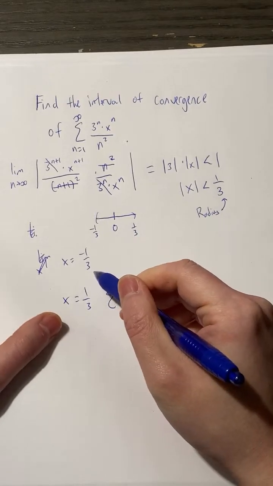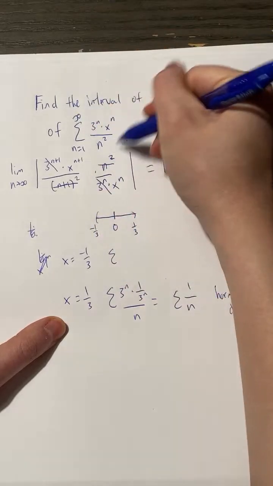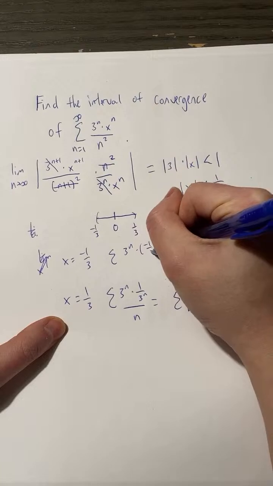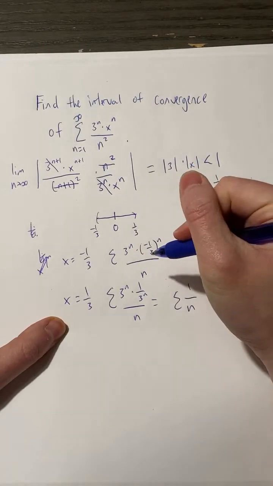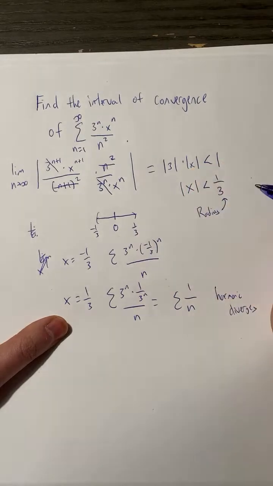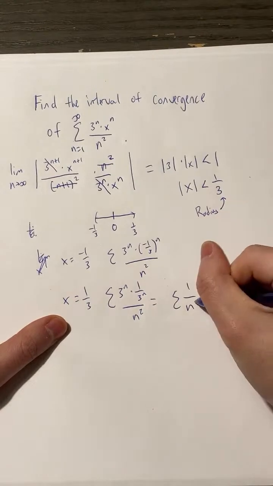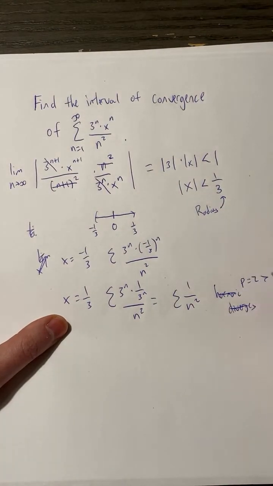Unfortunately, the negative 1/3 will be a little more annoying, so I'm going to do that more slowly. Again, I'm going to take the general term and plug in negative 1/3. Oh, you're right. It is n squared. So this is a p series with p equal to 2, which is greater than 1, so this converges. It's not harmonic. Good catch.